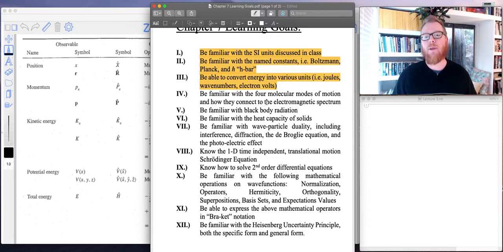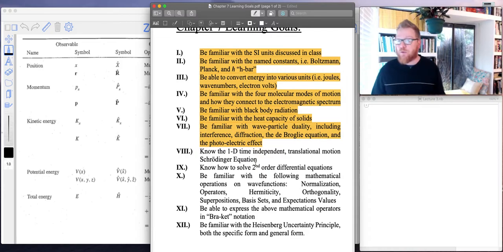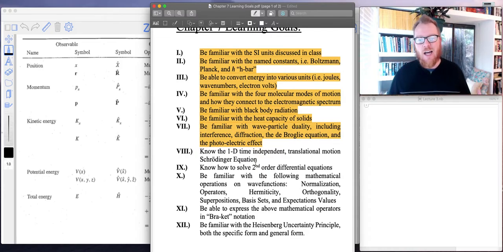Be familiar with the four molecular modes of motion and how they connect to the electromagnetic spectrum. Be familiar with black body radiation, heat capacity of solids, and wave-particle duality, including what I would call your physics review, things like interference, diffraction, etc. So it looks like we've finished about half the chapter. We've definitely finished about half the learning goals.